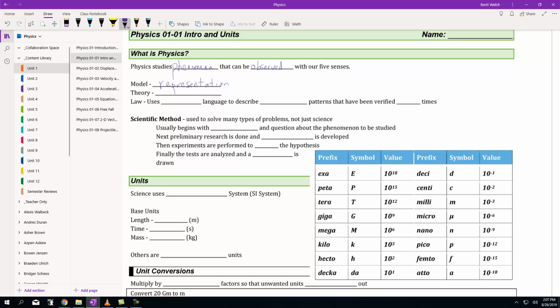So an example would be a model of the solar system or a model of the universe. We use these to model or to show what we have a difficult time explaining with just pure math. And so we use these models to make them easier to understand and interpret.